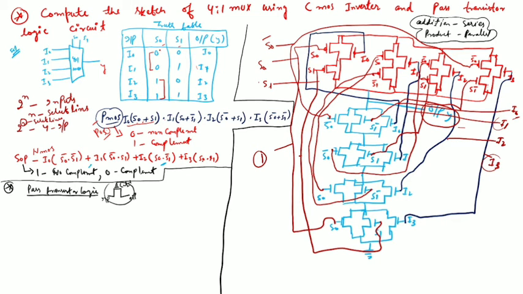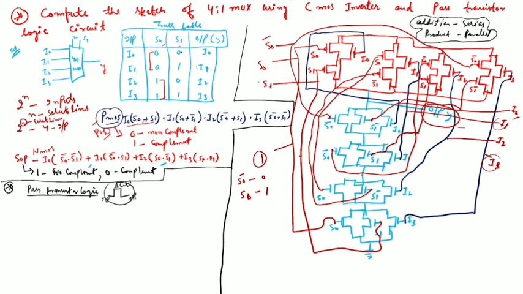So when we write the S0 complement, then it will be 0, and when we write the S0, then it will be 1, representing logic 1. So in this pass transistor logic, it has only two conditions for S0, 0 and 1, and the second select line S1 also has two conditions, 0 and 1.